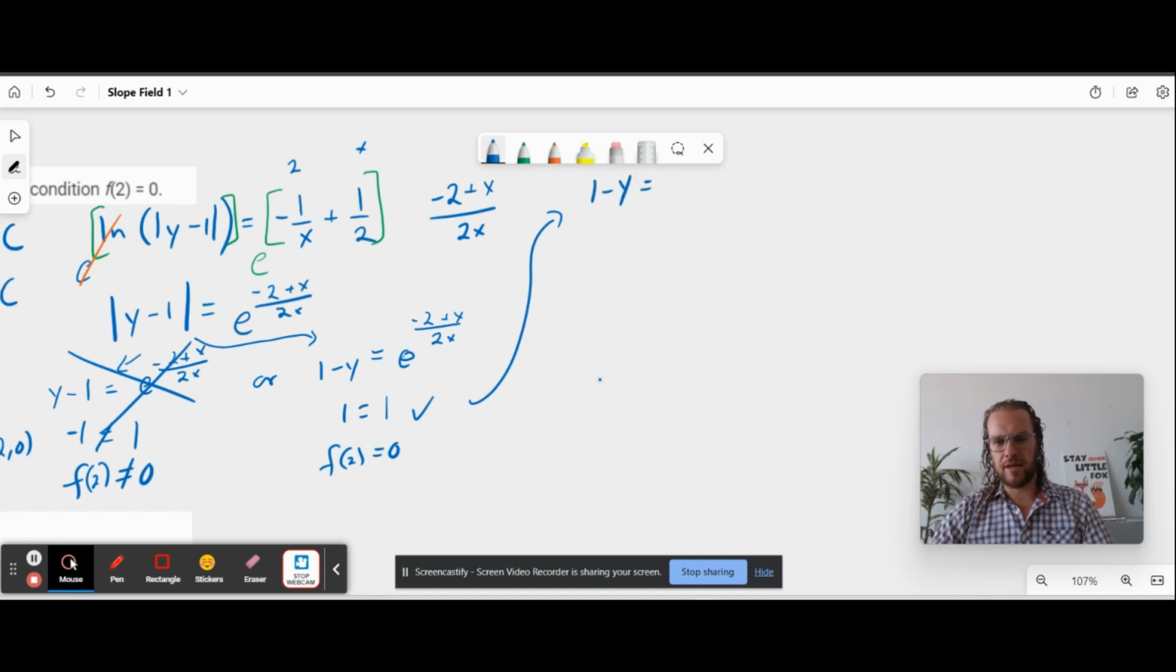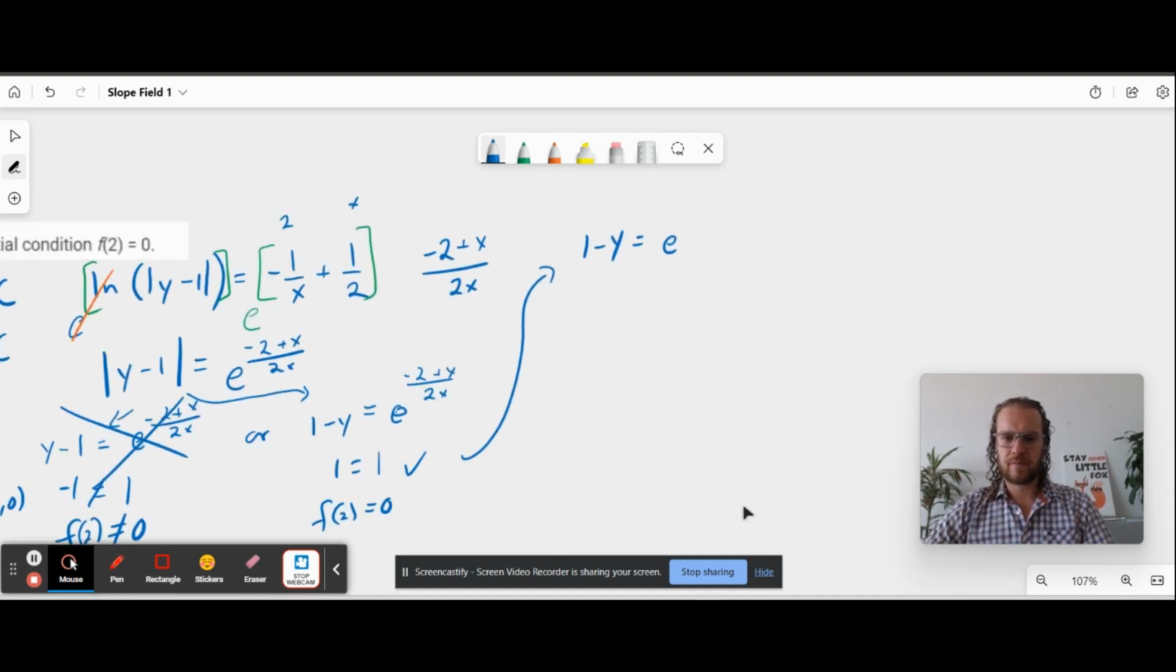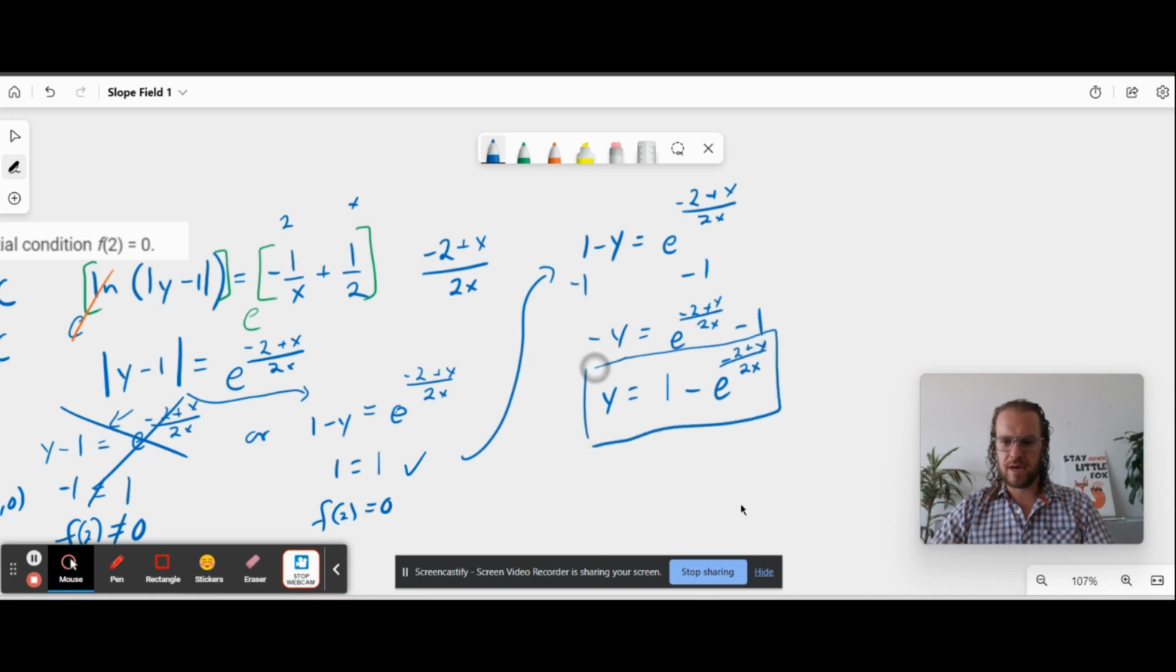So 1 minus y is equal to e to the negative 2 plus x all over 2x. And then we need to move that 1 over. This part now should be like child's play, easy algebra for you. So e to the negative 2 plus x over 2x minus 1. And then, of course, we need to flip the sign, which means we're just going to change the sign of everything. And again, I like to write my positive term first. So 1 minus e to the negative 2 plus x over 2x. All right, and that would be our equation right there, or our specific solution to the differential equation.